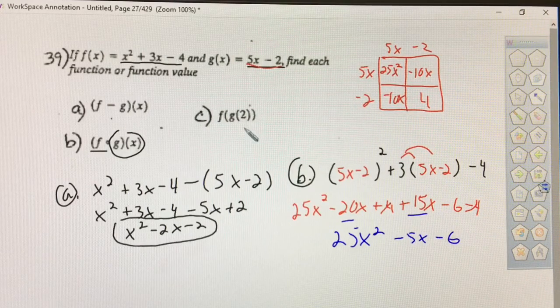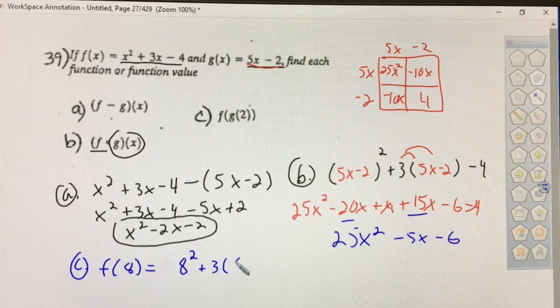Part C, they want me to plug 2 into the g part. When I plug 2 into the g part, that's 10 minus 2, so that's 8. So I'm basically expected to find f of 8. That's going to equal 8 squared plus 3 times 8 minus 4. 64 plus 24 minus 4. 24 minus 4 is 20. 64 plus 20 is 84.